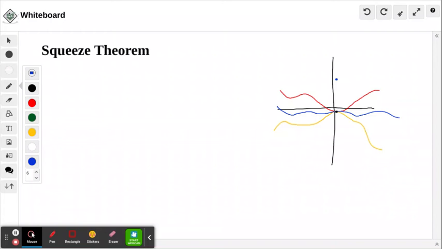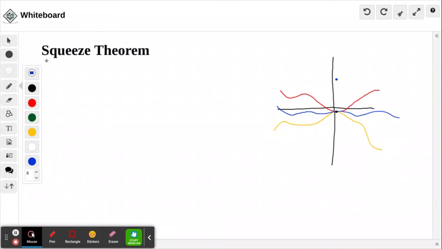It says that as these two top and bottom graphs squeeze together the middle graph, their limits are all going to be the same at the point where the top and the bottom are the same. For that reason, it's also called the sandwich theorem, because it says that the top and the bottom are sandwiching the middle one into place.